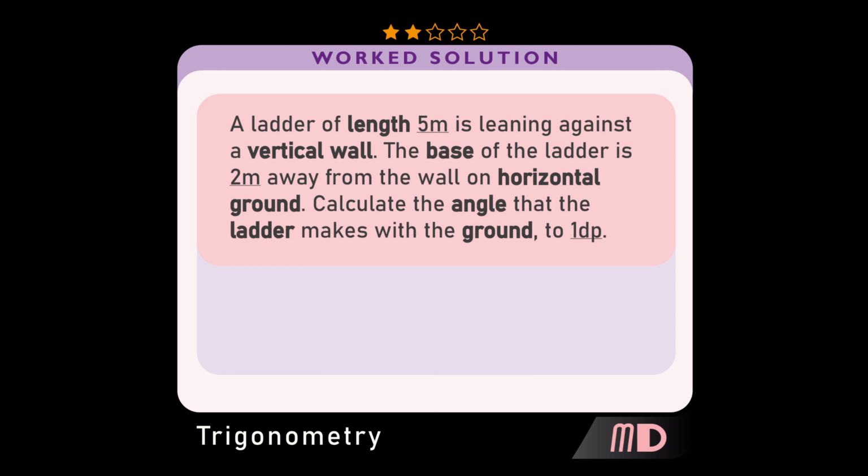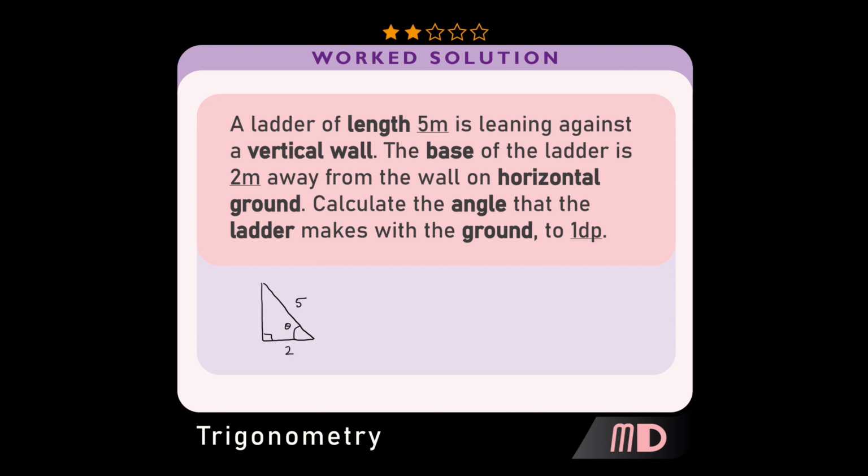First, we need to sketch a diagram of a right-angle triangle using the information given to us in the question. And we've been told that the base length of the triangle is 2, and the longest side is 5. We've been told to calculate the angle that the ladder makes with the ground, so we can label this angle theta.